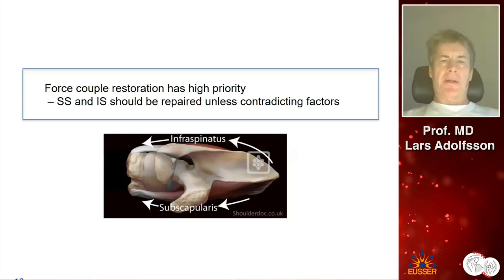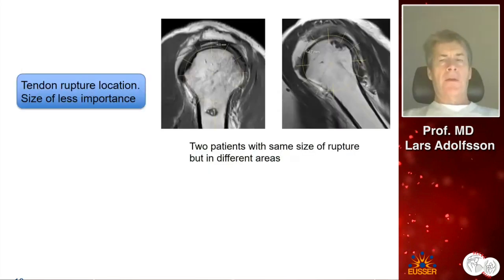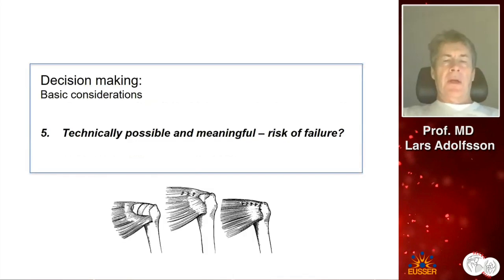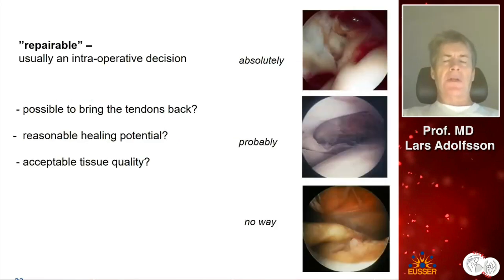Because we really want to maintain the balanced force couple of the infraspinatus and subscapularis, we're more concerned about localization of the rupture than size. We also want to know if the rest of the rotator cuff muscles are intact or active, or if they're affected by fatty infiltration and atrophy. And finally, we want to know if it's at all possible to repair the defect, and sometimes that's only to be decided during surgery.